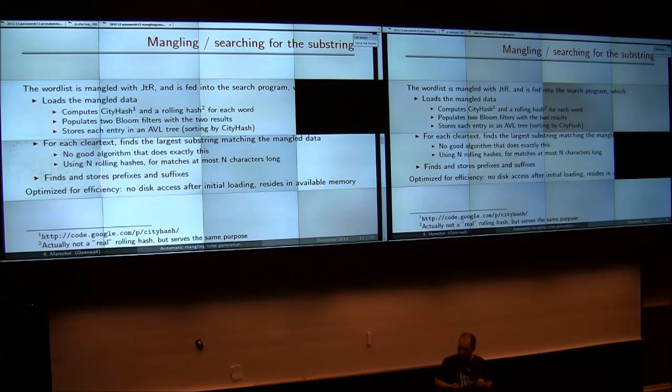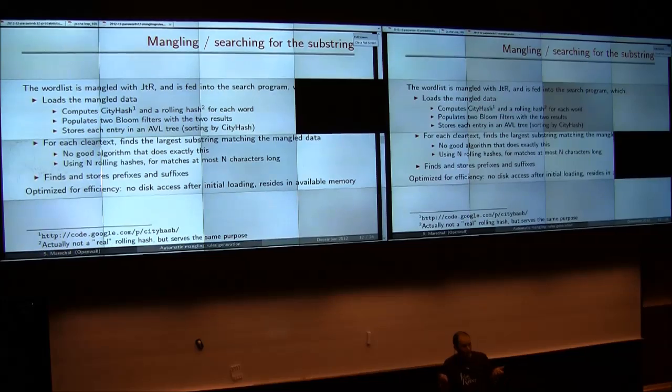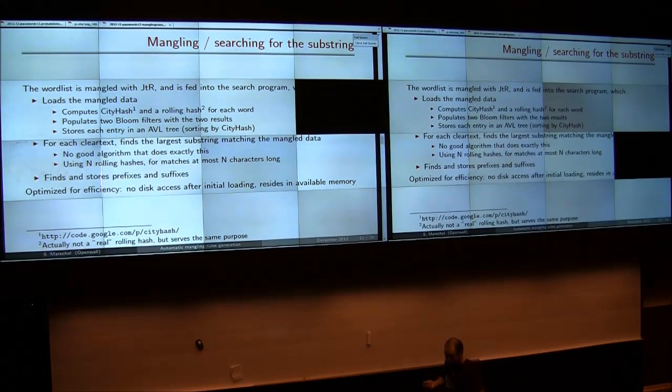Then, for each clear text, I am able to find the largest substring that comes from the mangled word list that fits in that clear text. And this actually is a complicated problem, because there is no good algorithm that does exactly this, or perhaps there is, but I didn't find it. Most of those algorithms are about creating some kind of huge state machine, and it's not always suitable in the case where you have way more substrings than normally used.